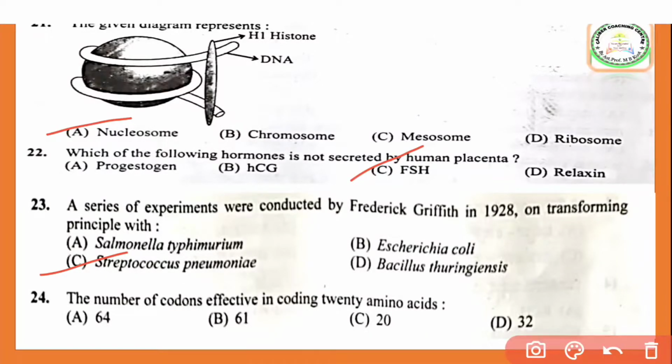The number of codons effective in coding 20 amino acids. It is the 24th question. So option B, it is option B only. Yes. We'll switch on to question number 25.